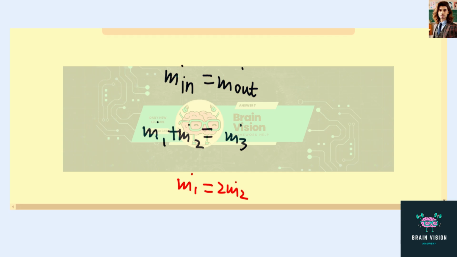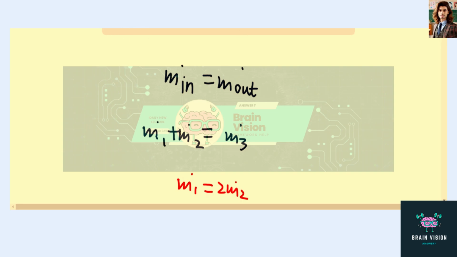Okay, so since there's only one exit and one inlet, we have m dot in is equal to m dot out. If we expand it, we have m dot 1 plus m dot 2 is equal to m dot 3. M dot 1 here is the mass flow rate for the cold stream. M dot 2 here is the mass flow rate for the hot stream. And m dot 3 here is the mass flow rate for the mixture.